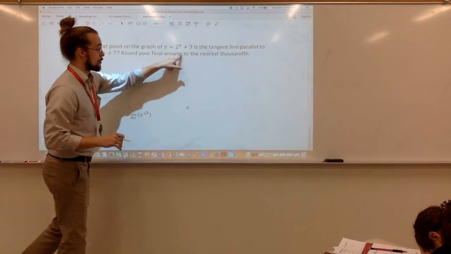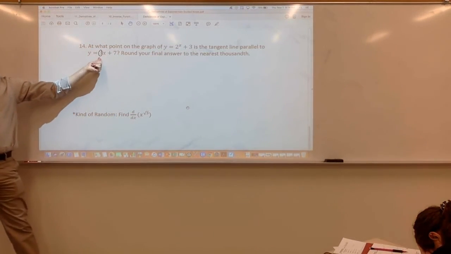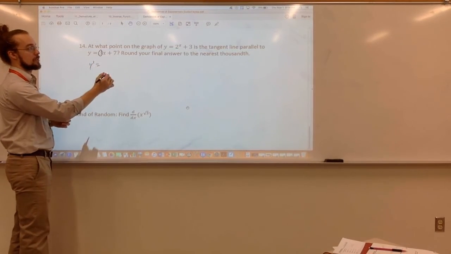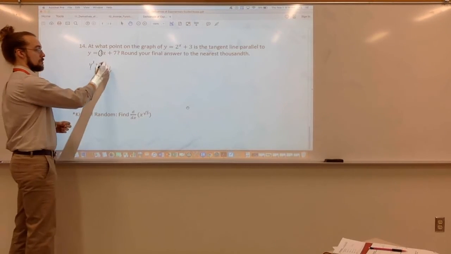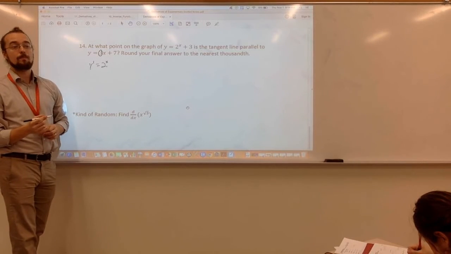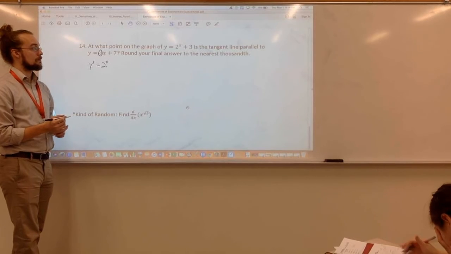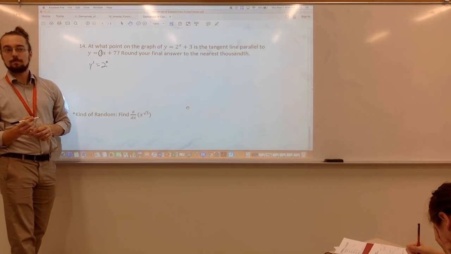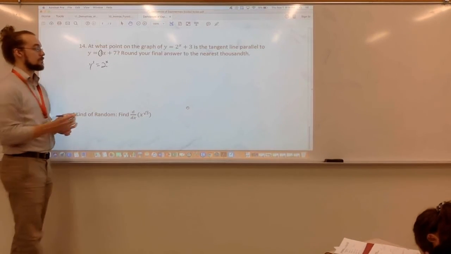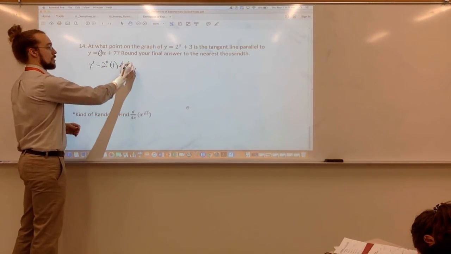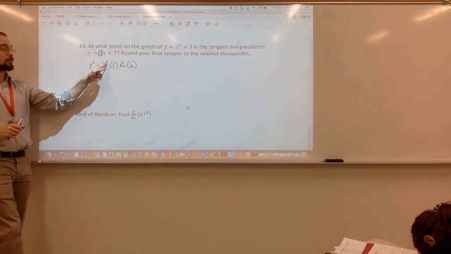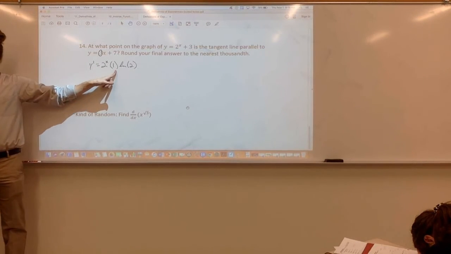Right, so we want to find our derivative here and set that equal to the slope of this line, which is 3. So, what's my derivative? 2 to the x times what? You're trying to use power rule. We can't use power rule when the variable is in the exponent.